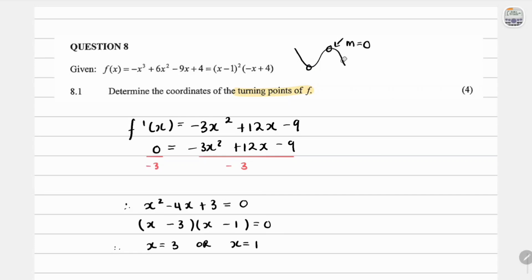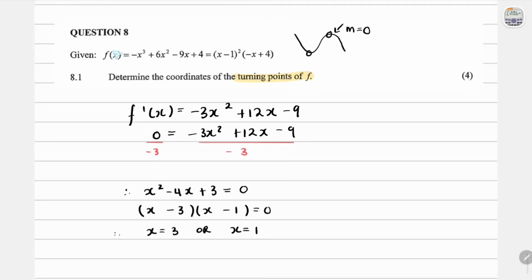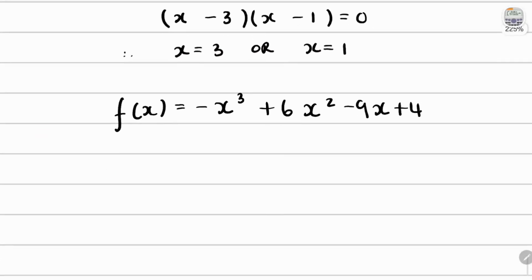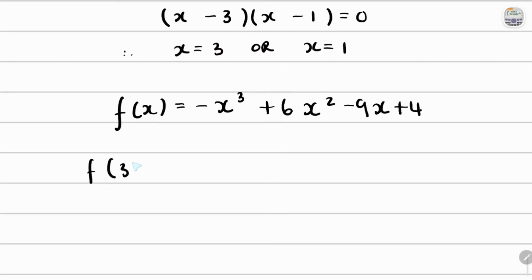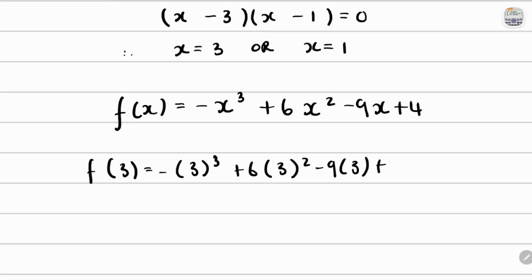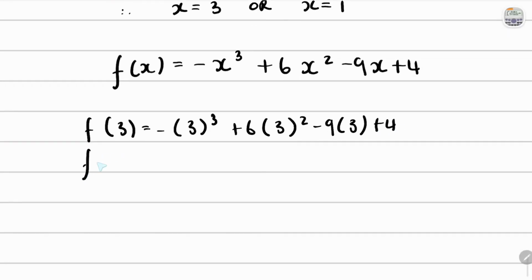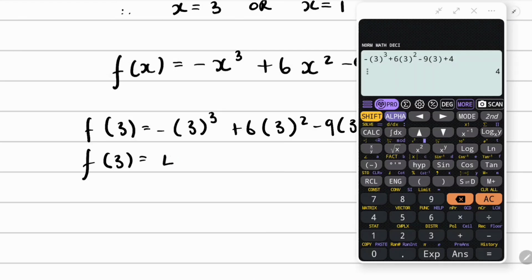We would still need to find the y values. So to find the y values, substitute into f of x, which stands for y. So we can go ahead and substitute. So this is f of 3 is equal to negative 3 all cubed plus 6 times 3 all squared minus 9 times 3 plus 4. And you can just input this into your calculator, which gives us 4.